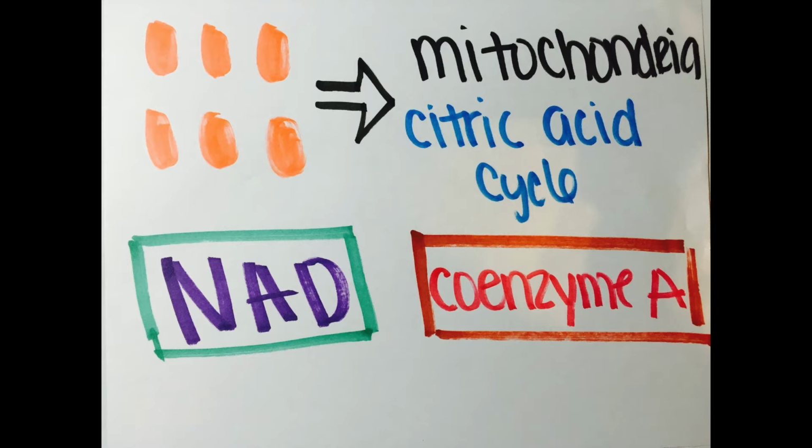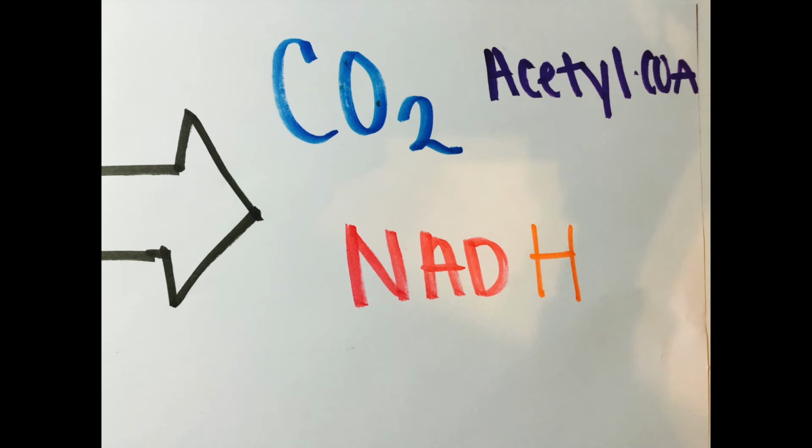Each pyruvate molecule takes part in a reaction that involves NAD and a coenzyme called coenzyme A. This reaction produces 1 molecule of CO2, 1 molecule of NADH, and 1 acetyl CoA. Acetyl CoA is a 2-carbon acetyl group that binds coenzyme A.